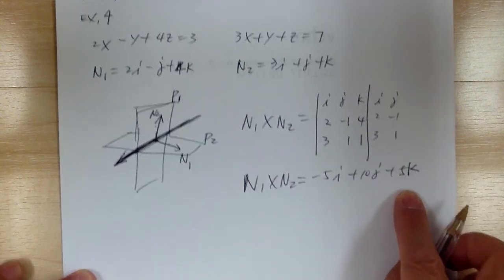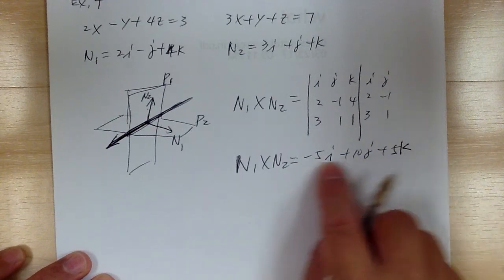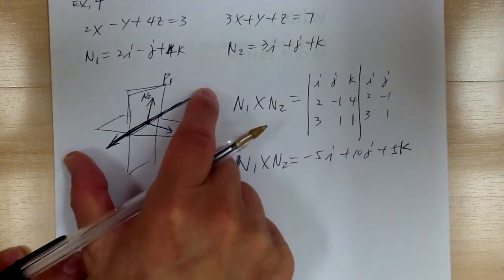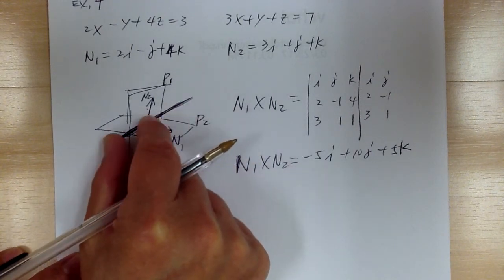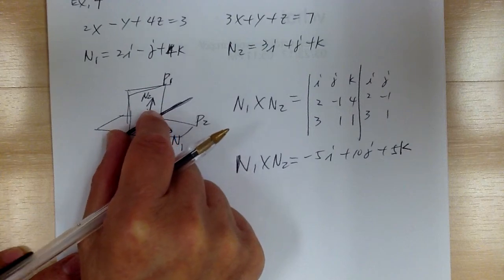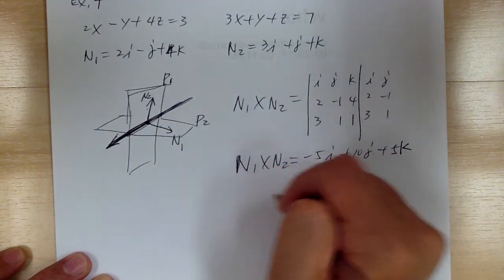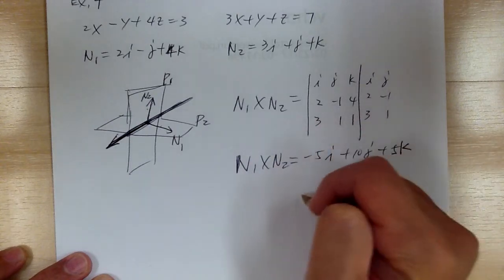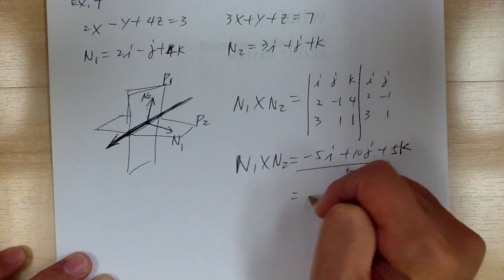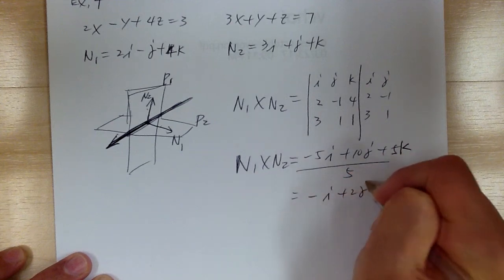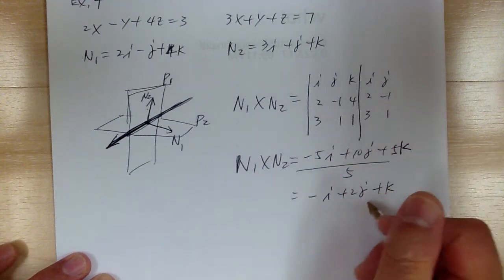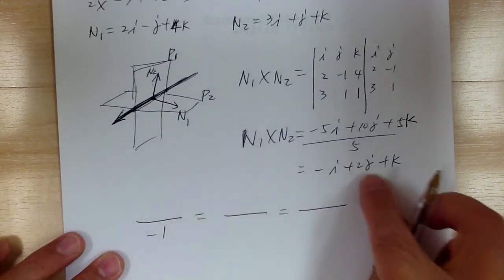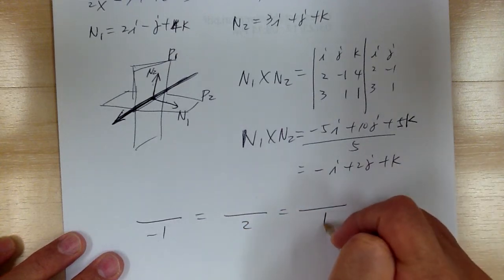Okay, so once you get your direction numbers, notice that you can divide this by 5 or by -5. Because when you divide by 5, you shorten the length by 1/5. That's what you do when you divide by 5. So divide by 5, you get -i plus 2j plus k. So these will be your direction numbers: -1, 2, and 1.